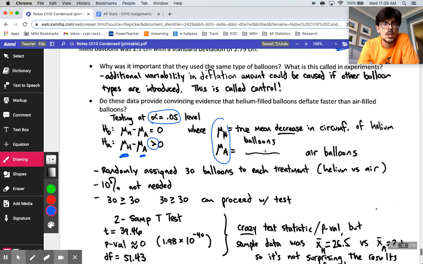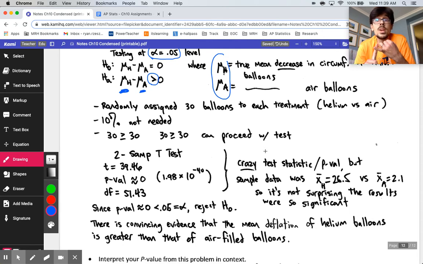So checking my conditions here, we did not sample these balloons. They didn't promise they went to the store and pulled random balloons. They bought a bag, presumably. But what they did is they randomly assigned 30 of those balloons to each treatment group.